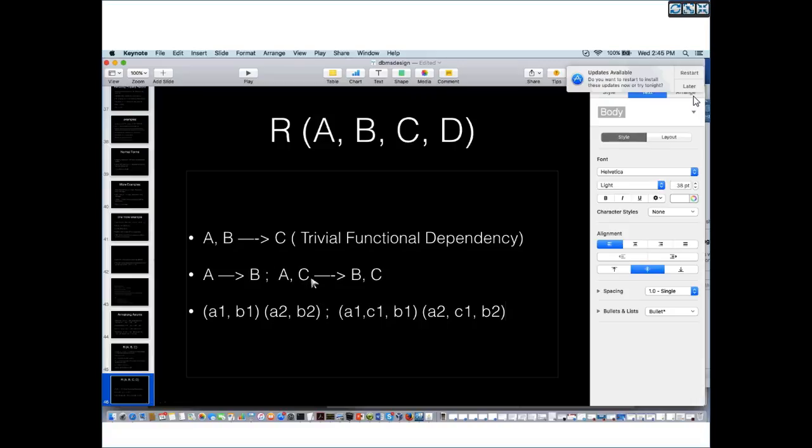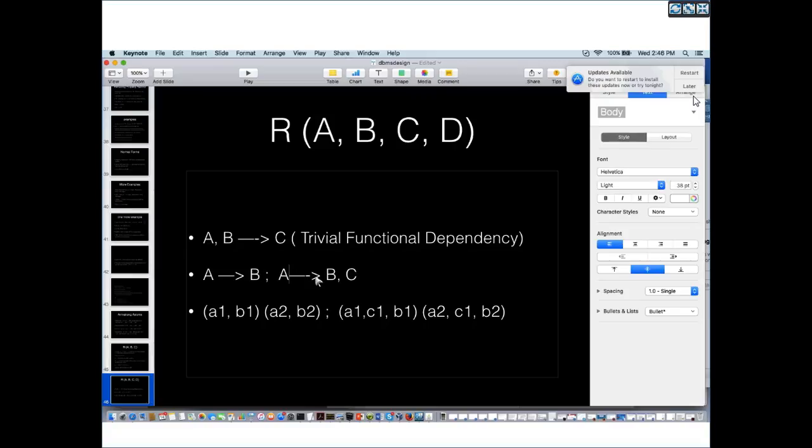AC will be different from BC because A to B is already determined. Given the value of A, the value of B is determined. This is what we mean by augmentation.